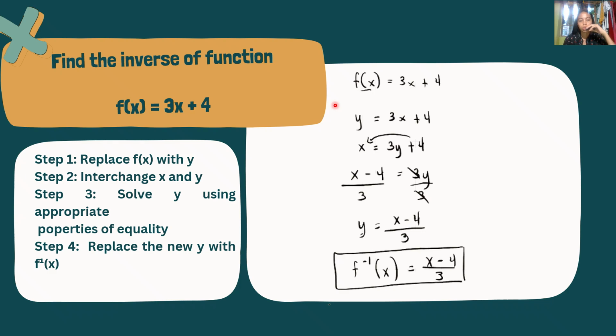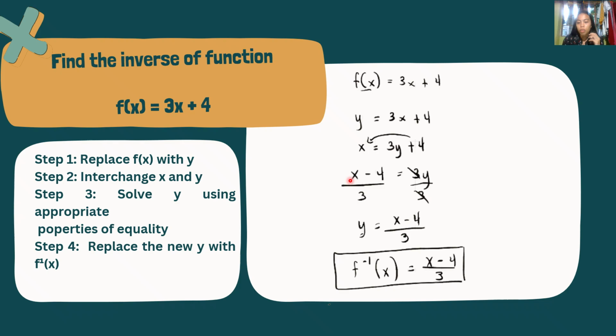So in this example, we're going to use step 1, replace the f of x with y. So it will become y is equal to 3x plus 4. And then step 2 is where the magic happens. We're going to interchange the x and y. This is the mathematical move that defines the inverse relation. So that will become x is equal to 3y plus 4 because we interchange the x and y.